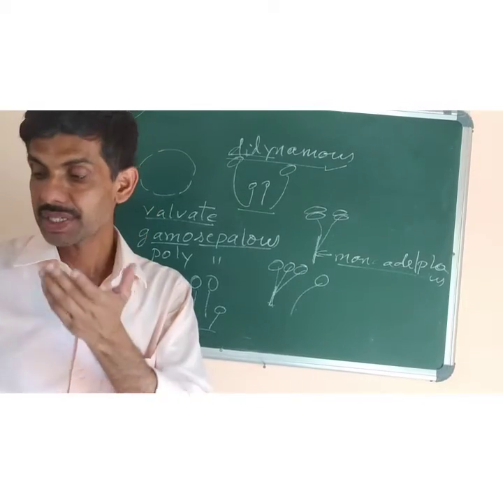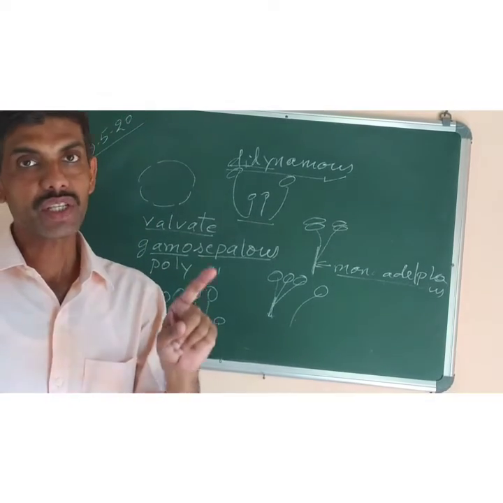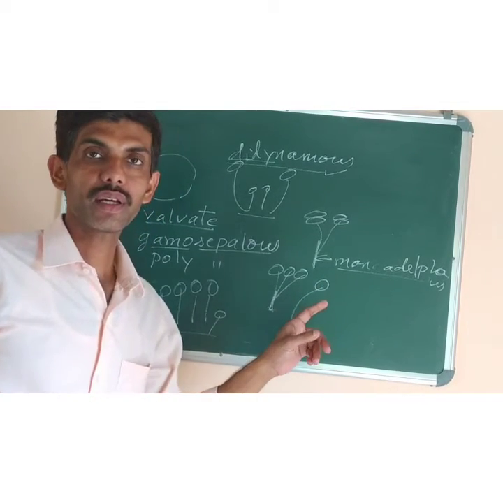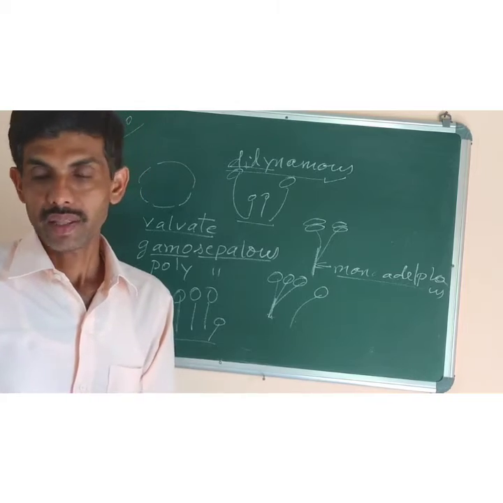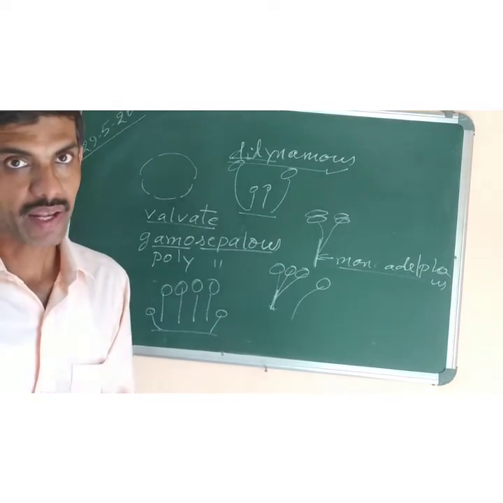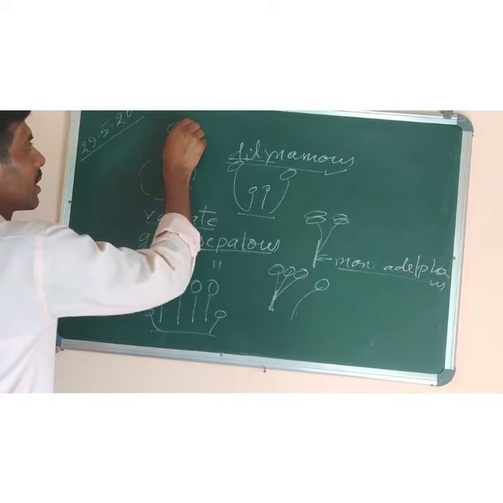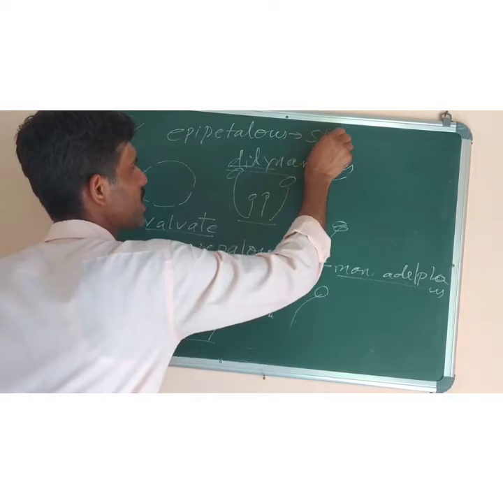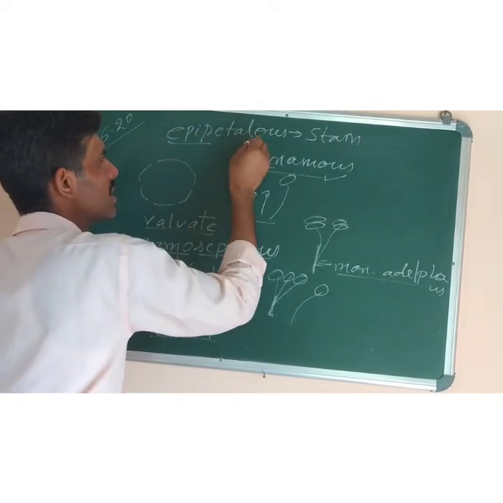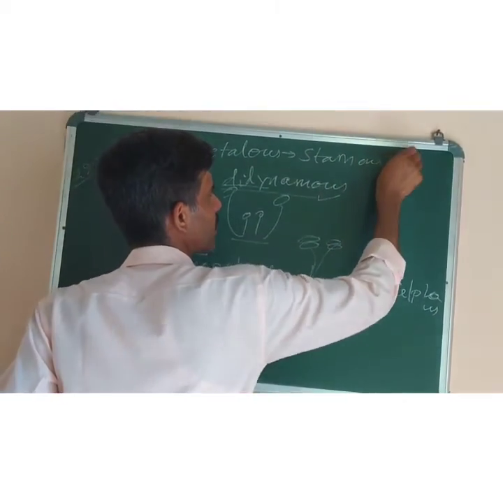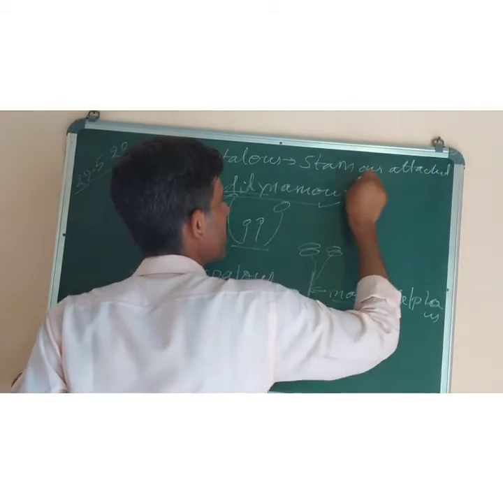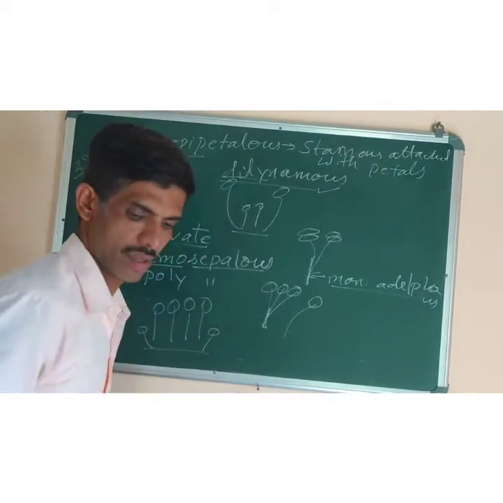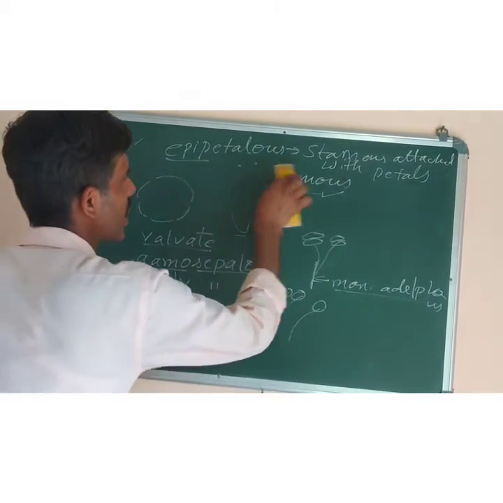The word which is used is epipetalous. Stamens which stick to the corolla. If stamen is the male part and it sticks to the corolla, the brightly colored part of the flower, that is called epipetalous. Epipetalous: stamens attached with petals. Stamens attached with petals, it is called epipetalous.